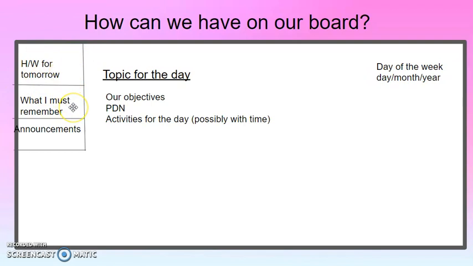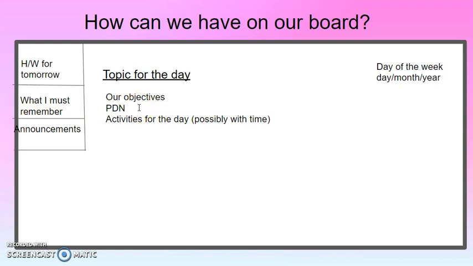What I must remember, so for example, must I remember to give my mom a letter, must I remember to return a letter, and so on. Announcements, anything exciting happening, someone's birthday is coming up, or Easter is coming up, or those types of things, sports, etc. Then the topic for the day, some teachers like to have a topic for the day or topic of the week. What are our objectives? Then a PDN, which is a please do now. What should they do when they enter the classroom?